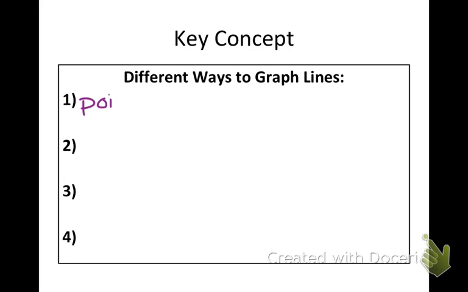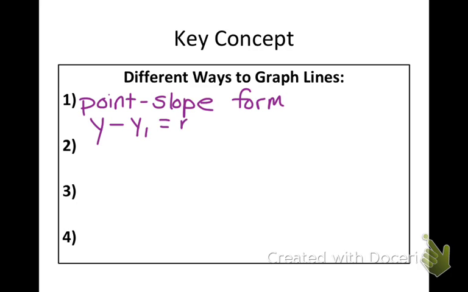I don't know the names of them, but I know. Point slope form. What is point slope form? Y minus y1 equals m times x minus x1, right? That's what I was getting at.